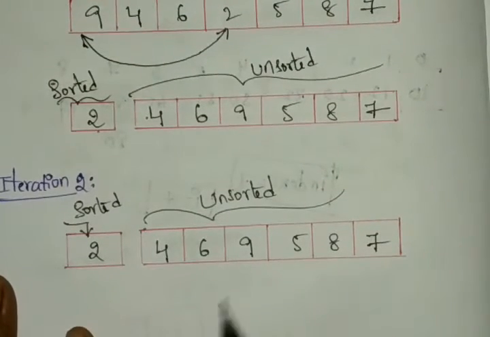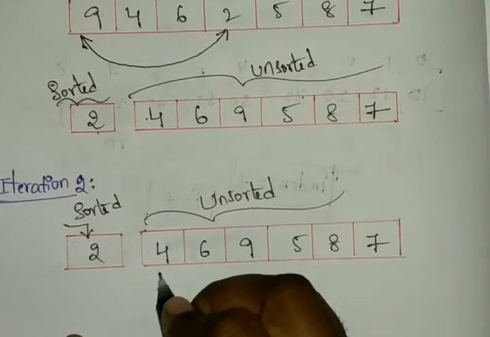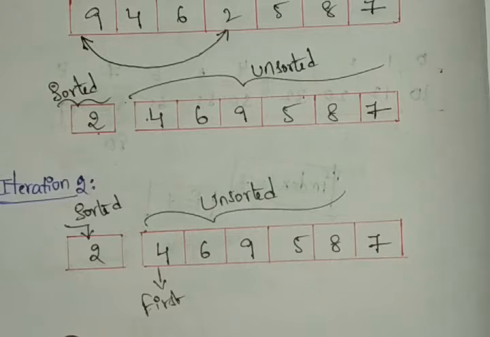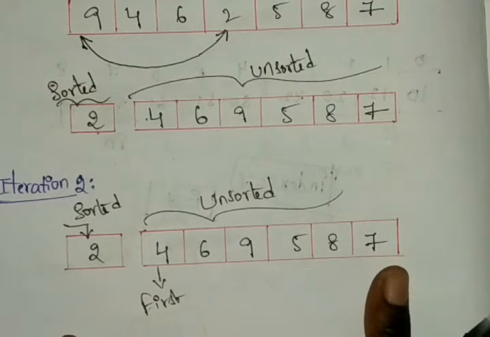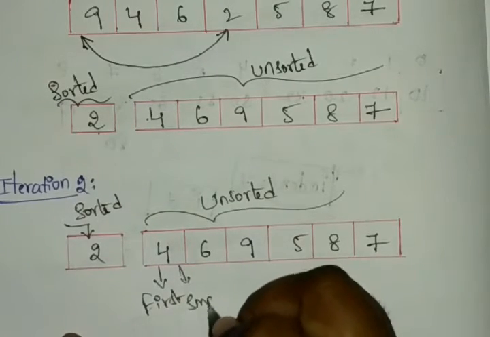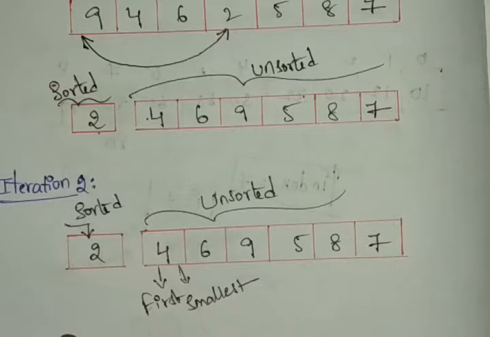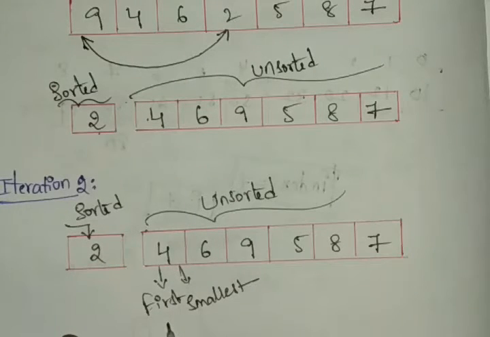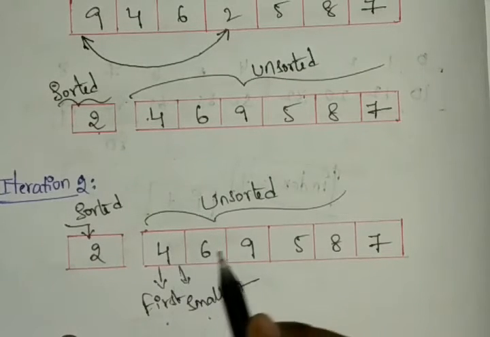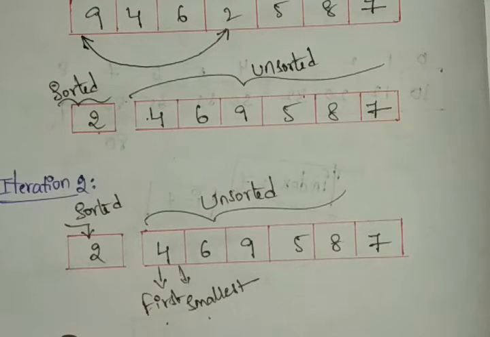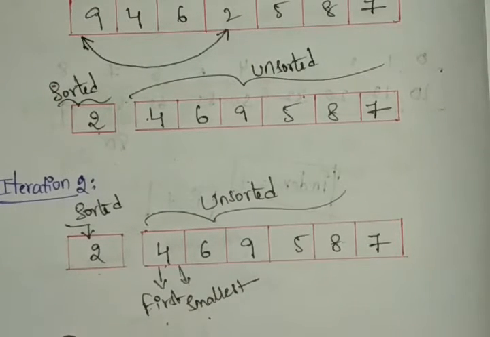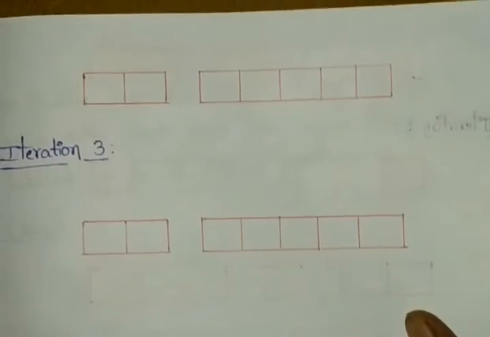Let's check. Here the first element is 4. Compared to all the elements in the list, this is the smallest. So 4, the first element in the unsorted part, is also the smallest element compared to all the elements in the unsorted list. So 4 is now part of the sorted list.